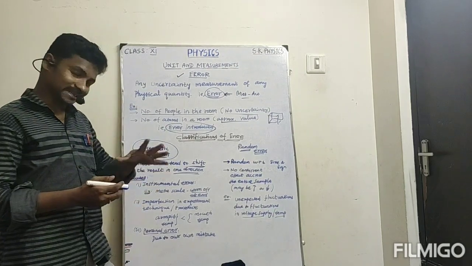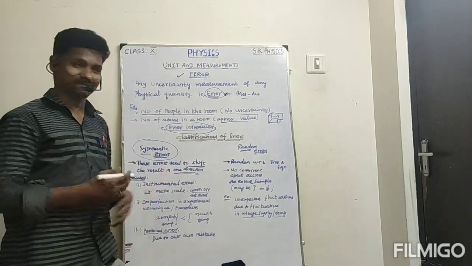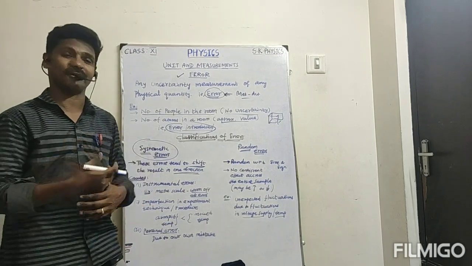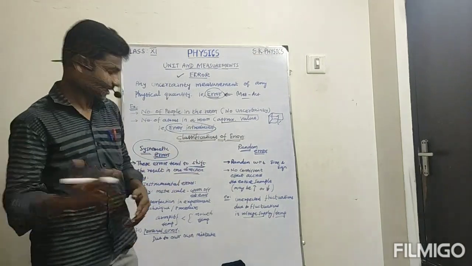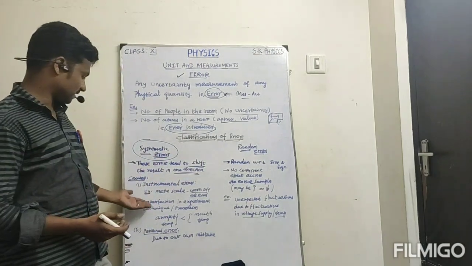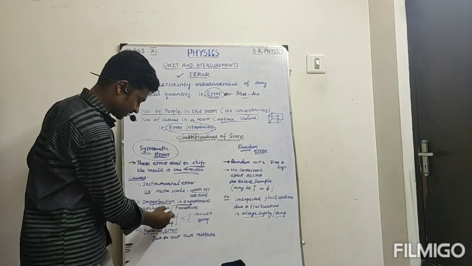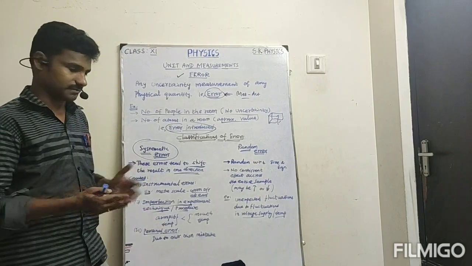So even in that kind of situation we are taking reading, so some instrumental error will come. Okay, due to the instrumental error we will take the reading wrongly. Okay. So that is one example. Then another one, see that there is an imperfection in the experiment technique or procedure.